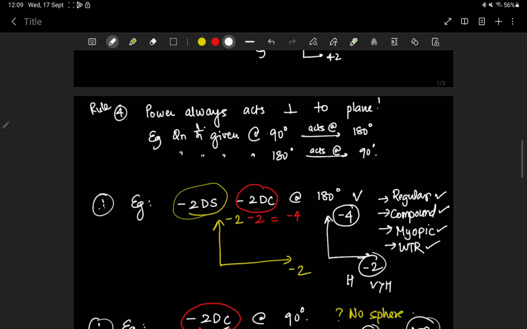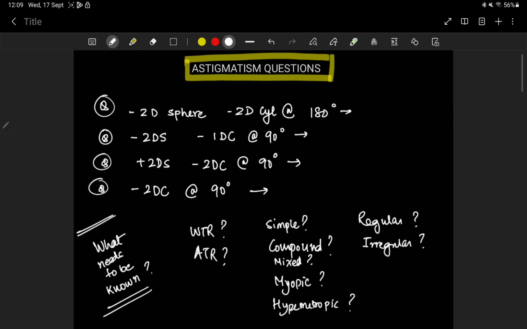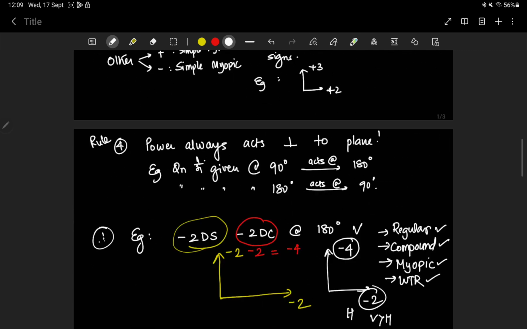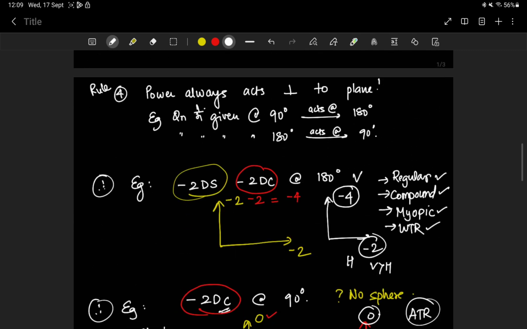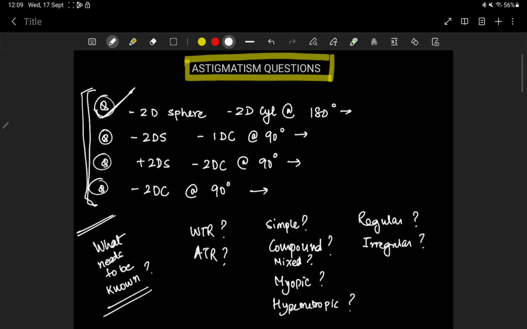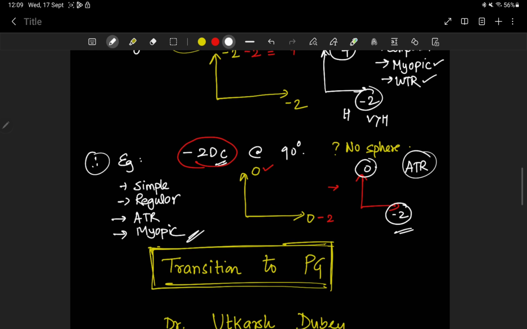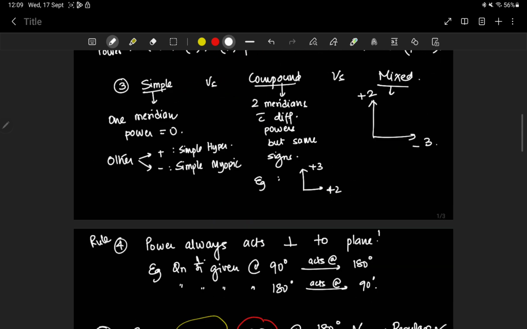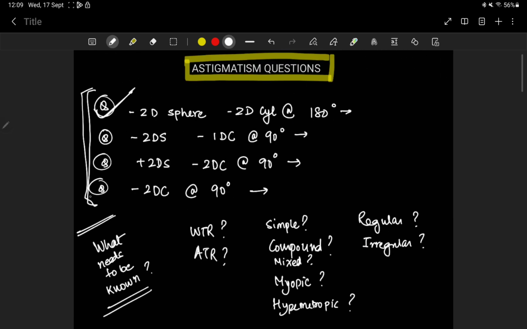So we have done 2 questions regarding it. Now these 4 questions are there for homework. Let us see who gets it right in the comment section, 2 of which I have solved already. I have solved -2 diopter sphere and -2 diopter cylinder, and the last one, -2 diopter cylinder at 90 degree. These 2 questions are homework for you. Comment me the answers which you have derived from this video.